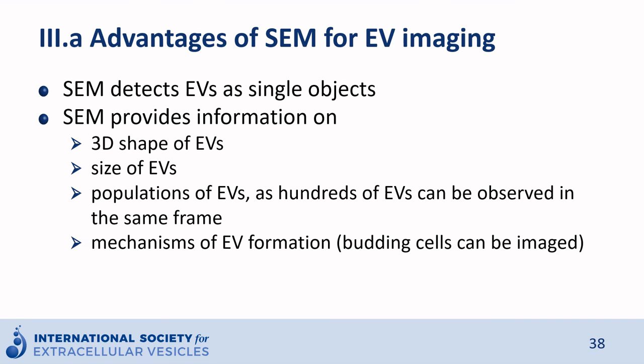However, the result of scanning electron microscopy imaging is worth every effort. The resolution is sufficient to observe individual vesicles. The images give information on the three-dimensional shape of vesicles. Although there may be some shrinking of the samples during drying, the size can be estimated. Images may capture hundreds of vesicles so that the homogeneity of the sample can be observed, and cells can be captured in different phases so that we can observe the budding process.